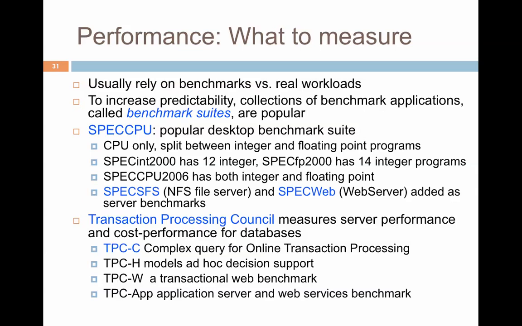TPC, which is Transaction Processing Council, generally measures server performance and cost performance for database systems. Right, so we have TPC-C, which is a complex query for online transaction processing. TPC-H models ad hoc decision support. TPC-W is a transactional web benchmark. And TPC-App is an application server and web services benchmark. So we have various benchmarks for web traffic, for server traffic, for looking at SPEC processors, desktop processors, and so on.